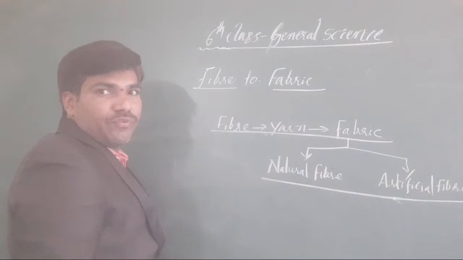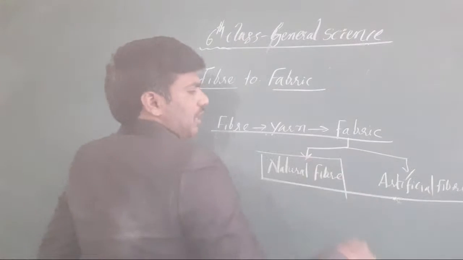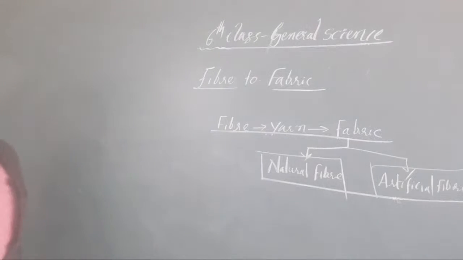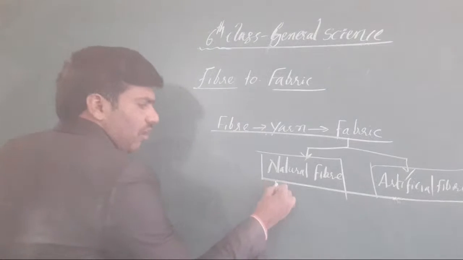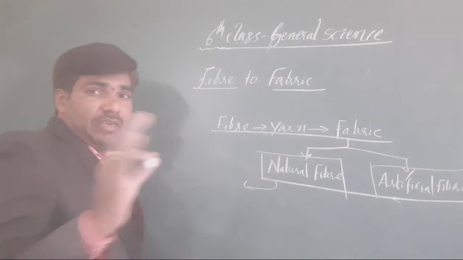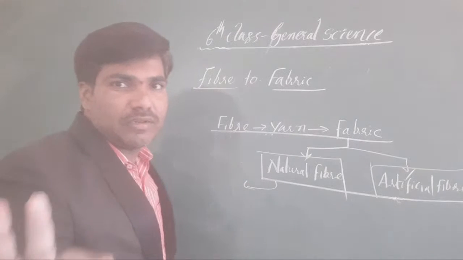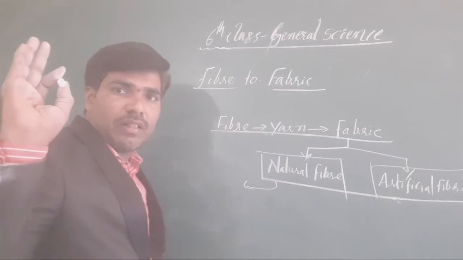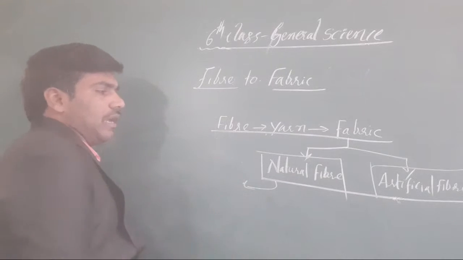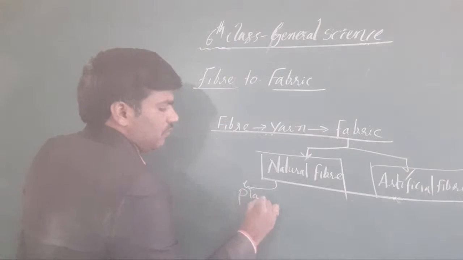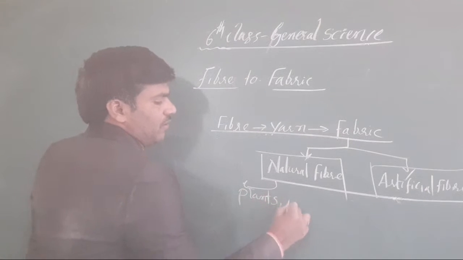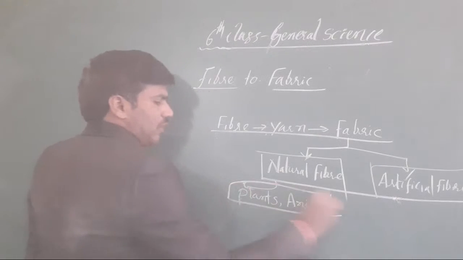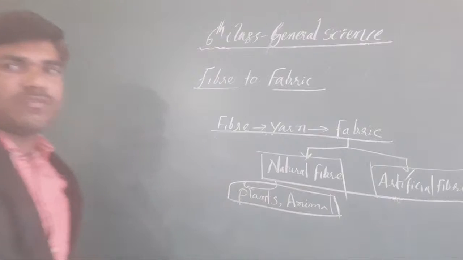Okay, clear or not all of you? Which one is called natural fiber? Which one is called artificial fiber? Yesterday also we discussed it. Which is called a natural fiber? The one which comes from animals or plants. That is called natural fibers, which come from the plants or animals. Yesterday we already discussed it.